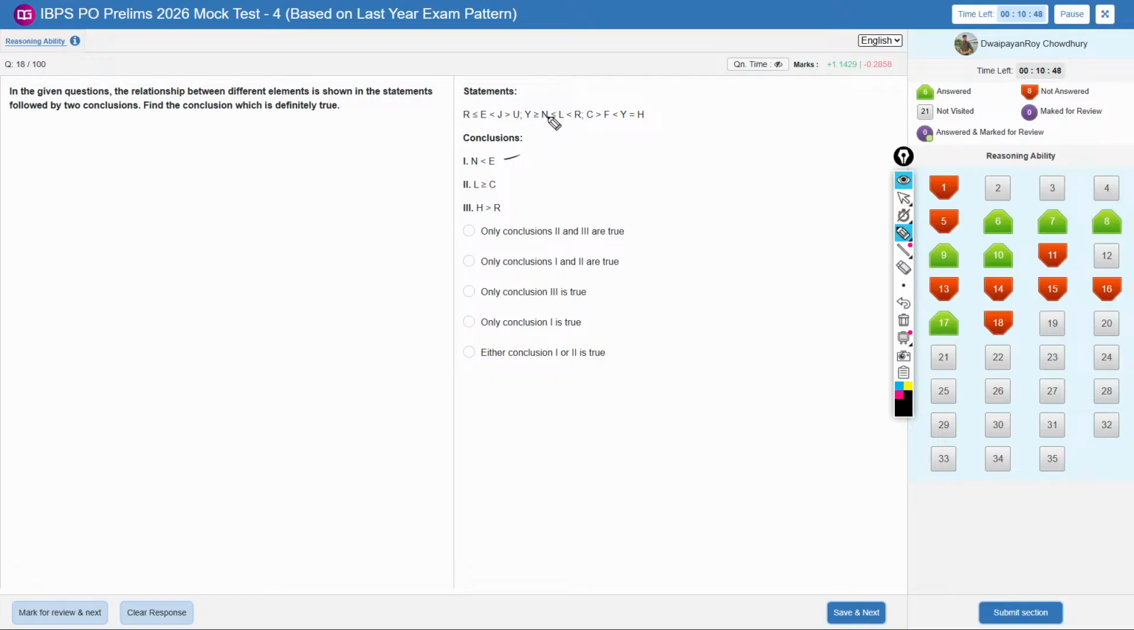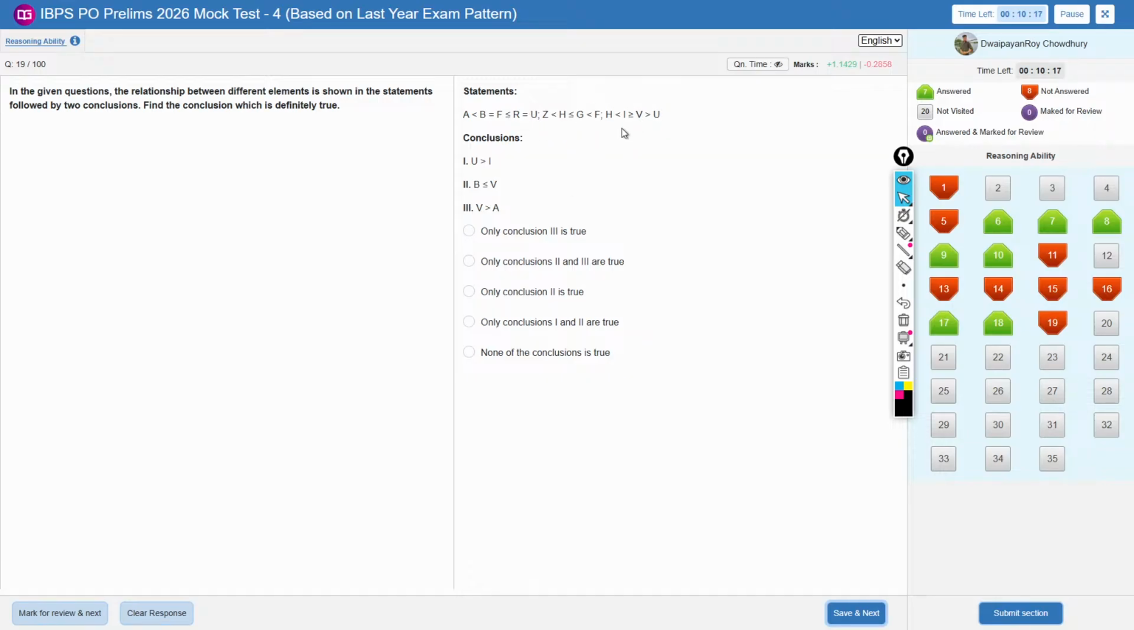N and N, I have nothing. So no, cannot be greater than. H greater than R, H greater than Y, greater than F, F greater than or Y greater than N and N to R. I think a barrier comes, so only one is true.